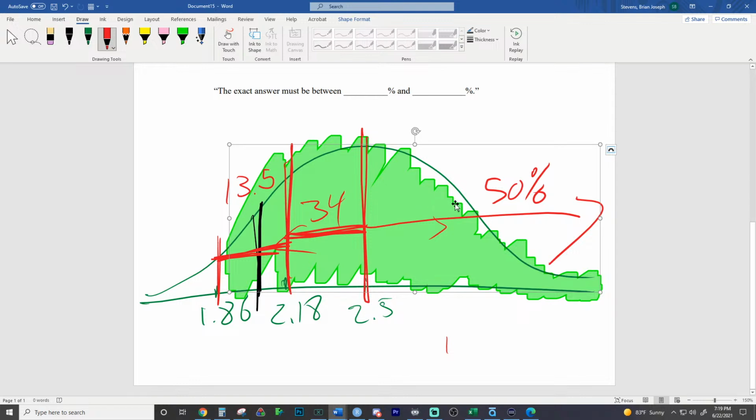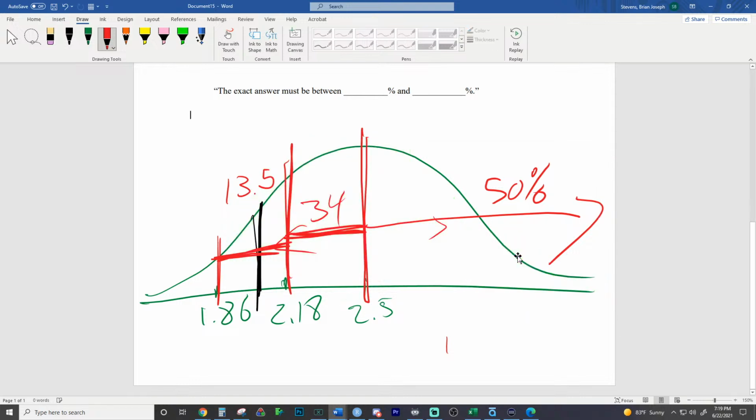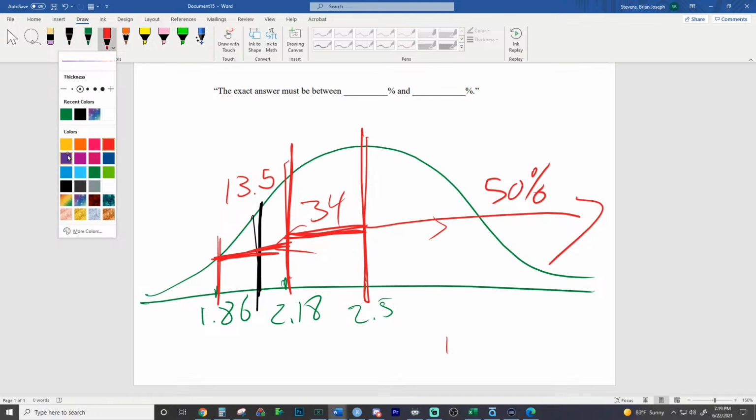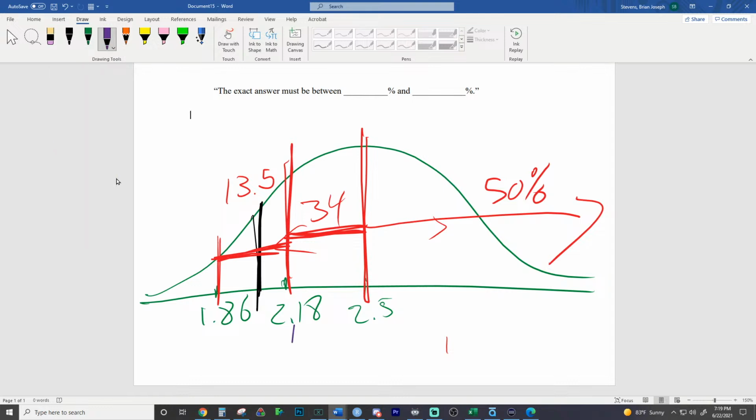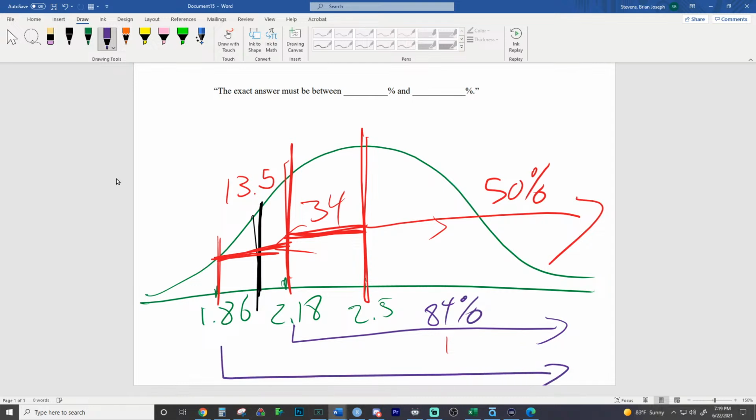So what do you think we are trying to find? Let's take a look. This arrow, which I'll mark in, let's go purple right here. This arrow is too little, and it is 84%. And this arrow would be too much, like if I shaded from there over. And that's 97.5%. Another way to find that one is just to say 2.5 would be below that.